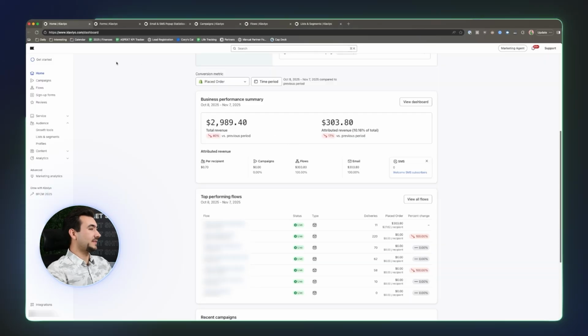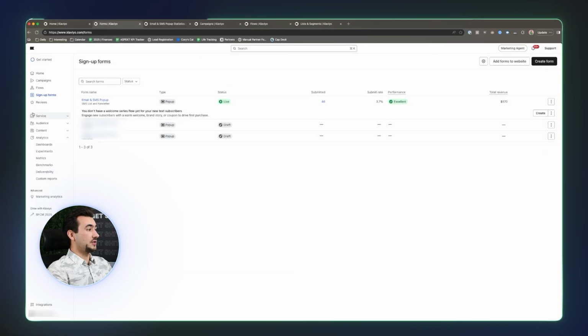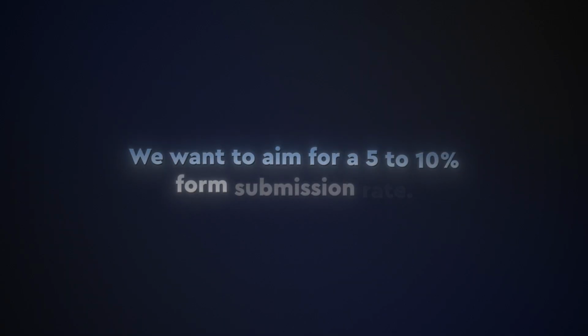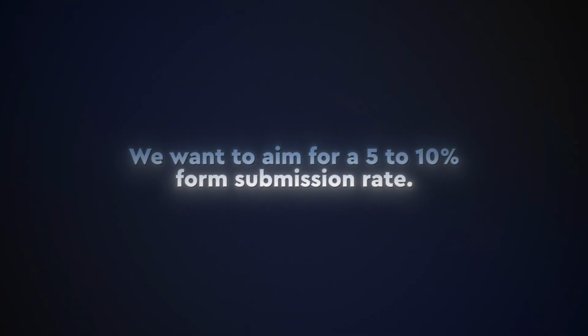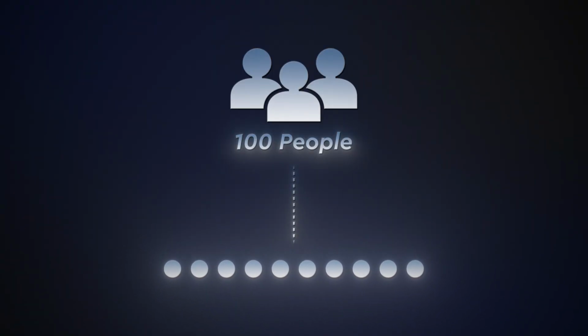So the first thing that I absolutely look for is the sign up form. I want to first see what their sign up rate actually is. For them, it's 3.7, which Klaviyo says is excellent, but I think we could do a lot better here. We want to aim for a 5 to 10% form submit rate. So basically out of 100 people, 5 to 10 people are actually submitting their email and their phone number in order to get signed up for our email list.